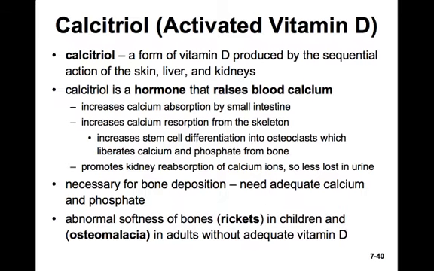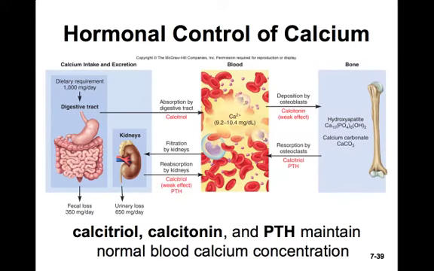The way that it increases calcium resorption is that the stem cells will increase in their differentiation into osteoclasts. As the osteoclasts become more active, they release more calcium and phosphate from the bone into the blood. Calcitriol also promotes kidney reabsorption of calcium ions, so less of it is lost in the urine. Let's take a look at that.